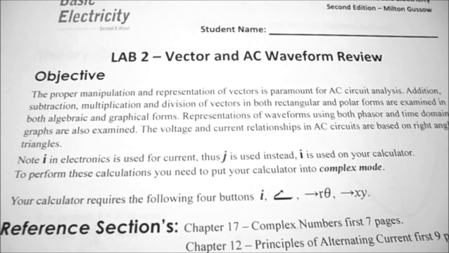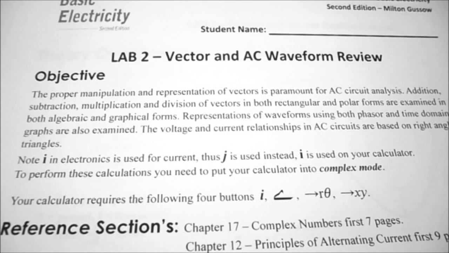Addition, subtraction, multiplication, and division of vectors in both rectangular and polar forms are examined in both algebraic and graphical forms. Representations of waveforms using both phasor and time domain graphs are also examined. The voltage and current relationship in an AC circuit are based on the right angle triangles.